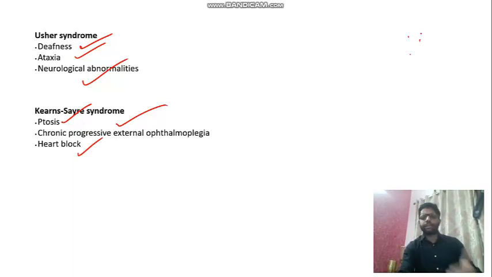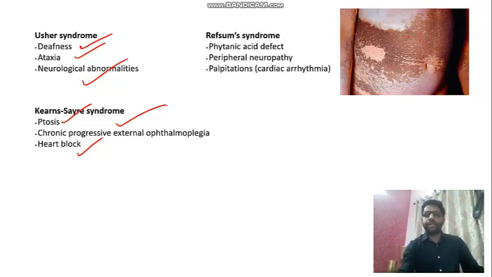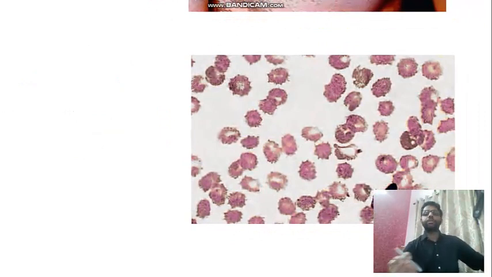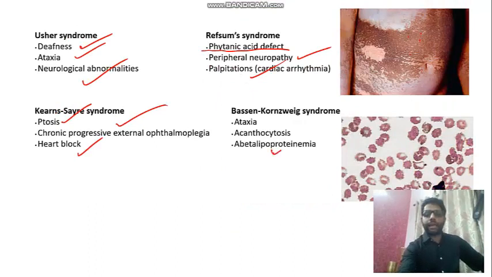Then, if you get a question like this, if the patient has retinitis pigmentosa with this, what is this? This is in skin, you must be reading ichthyosis. That is Refsum syndrome, because phytanic acid is deposited in the skin as well as in the eye. That's why a phytanic acid-free diet is given. Peripheral neuropathies and palpitations are there. If the patient has pigmentosa with this, very important in histopath, what is this? This is acanthocytosis. So you can remember this syndrome is Bassen-Kornzweig, AAA: acanthocytosis, abetalipoproteinemia, ataxia. Very important to be remembered.